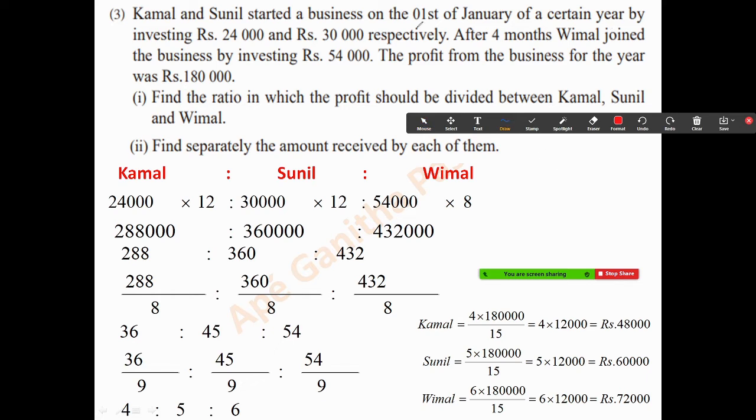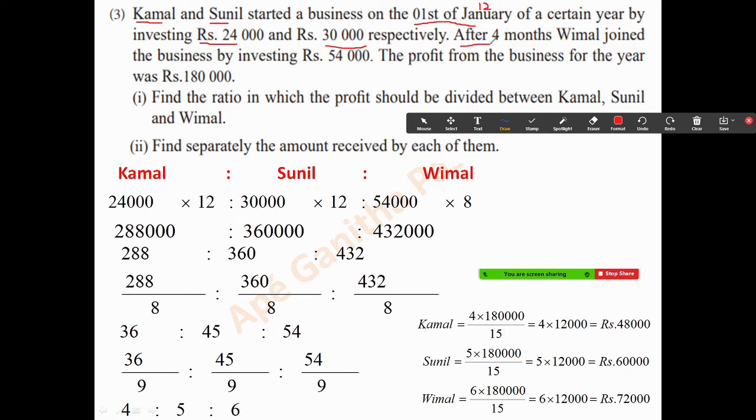Let's see this problem. Kamal and Sunil started a business on the 1st of January of a certain year by investing 24,000 and 30,000 respectively. That means Kamal invested 24,000, Sunil invested 30,000. Both of them invested money on January 1st. So January 1st means all the 12 months are there. So the period of investment of both of them is 12 months.